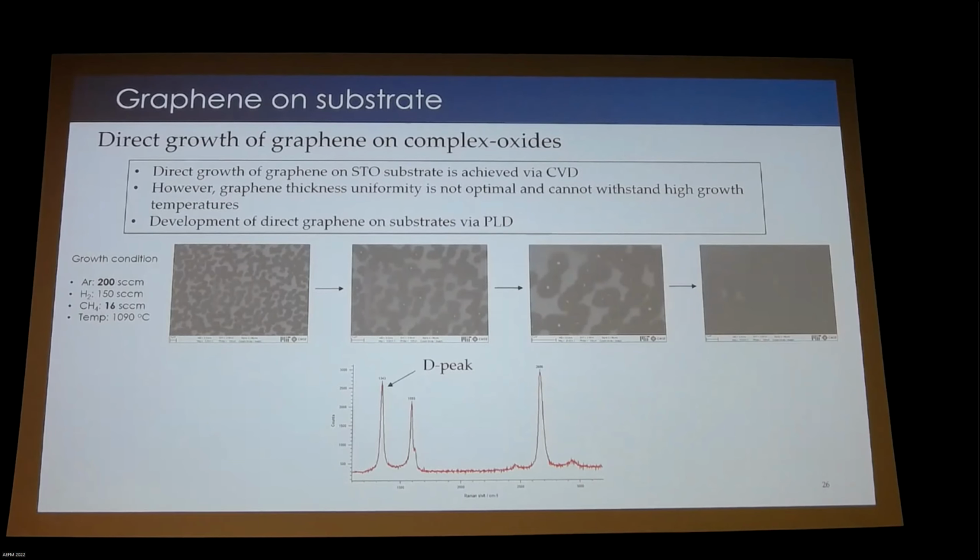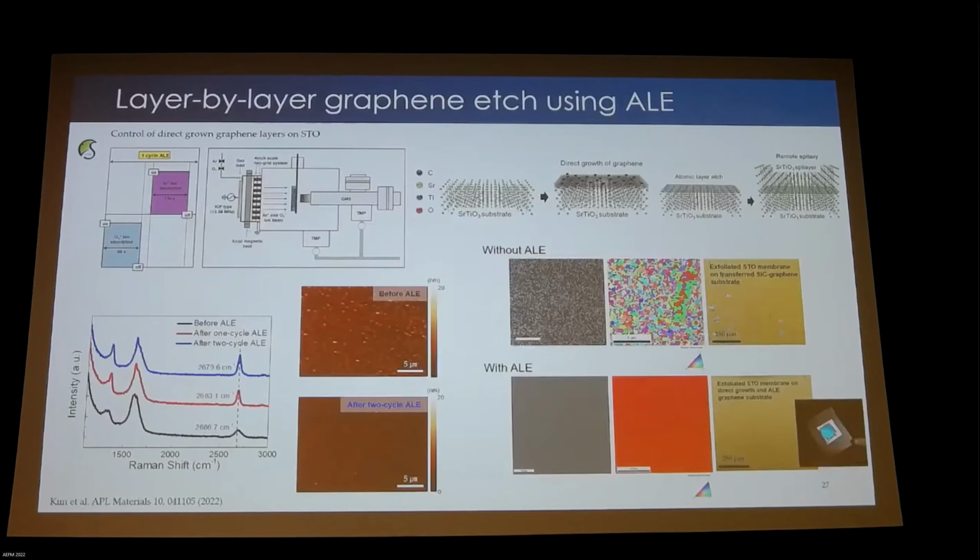So we tried that on STO substrate. You can actually grow graphene on STO. You can see the graphene growth morphology here. It nucleates randomly, and then the islands get bigger and bigger until they merge, right? But the problem here is that because the nucleation is random, you have regions where it's monolayer, regions where it's bilayer, regions where it's trilayer, right? The thickness is rather random.